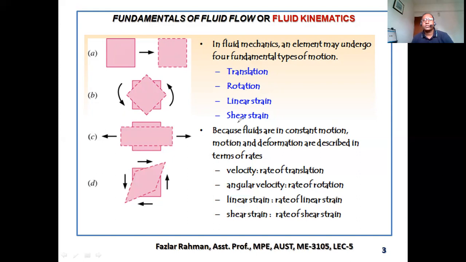Now, what is the rotation? My original fluid element is a square, say it was right over here. When it came over here, it made a rotation. That means its position is coming like from here, like this one. So what does it mean? Its shape still remains the same, but it rotates a little bit. That is called rotation.